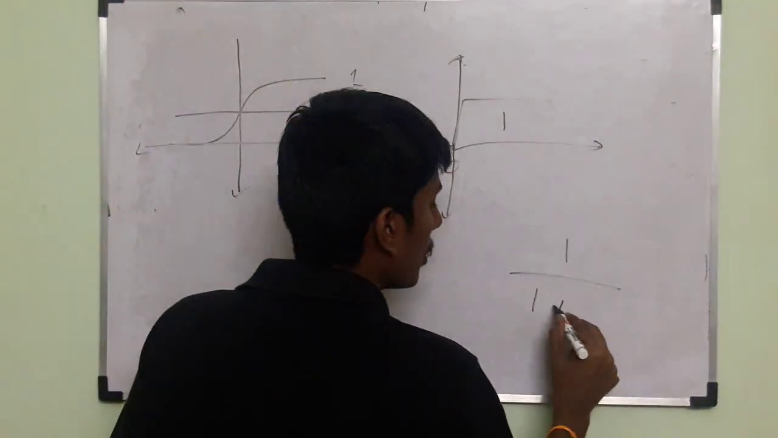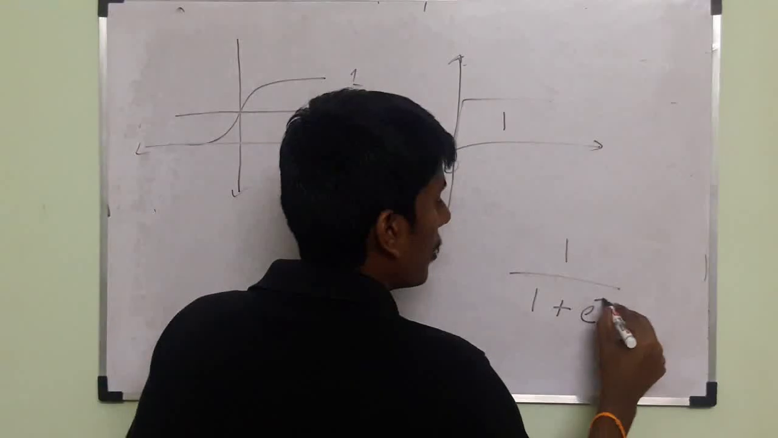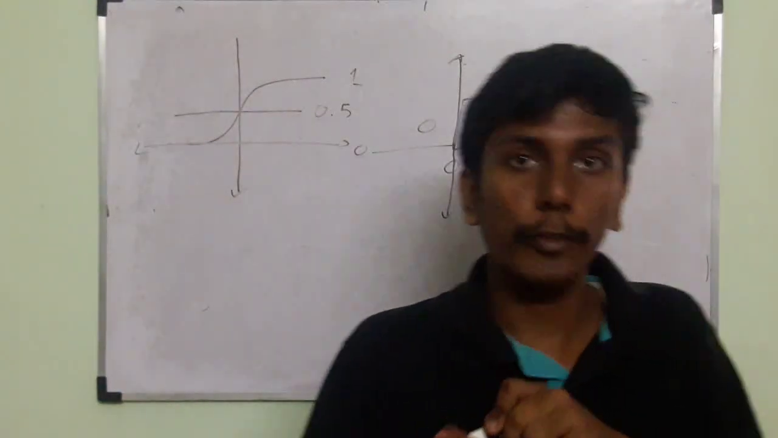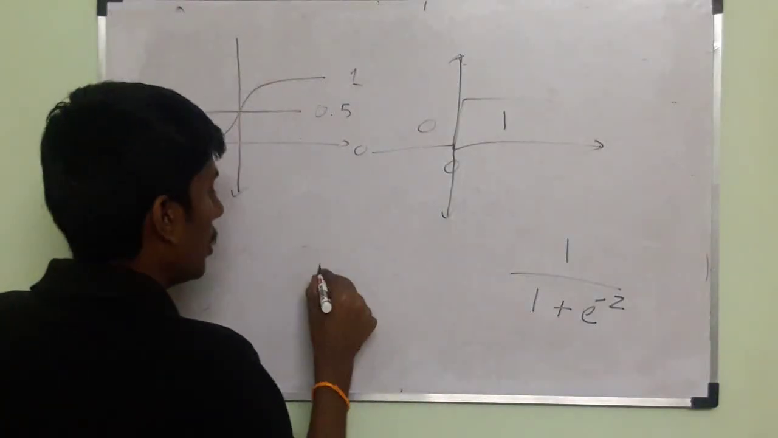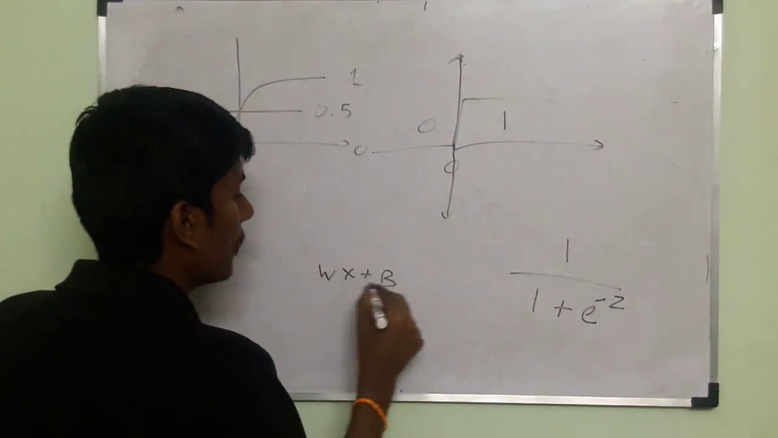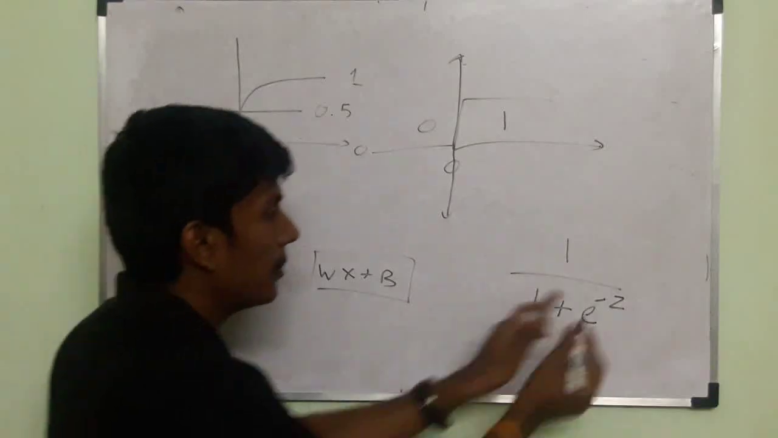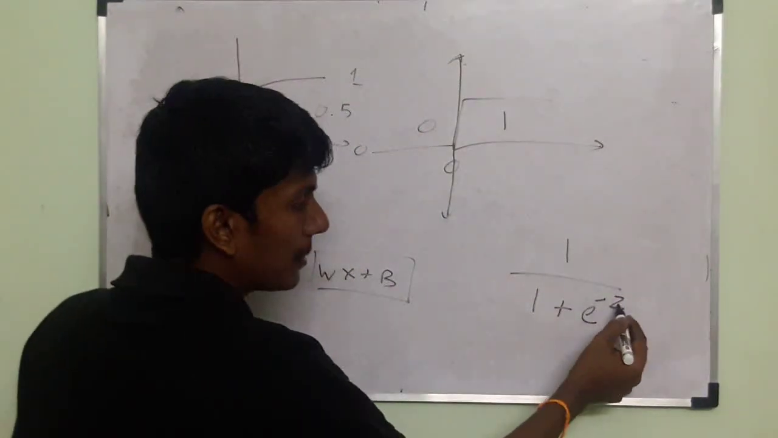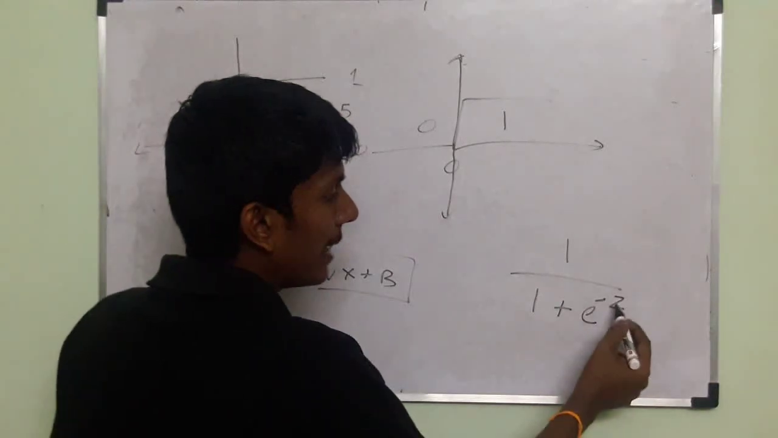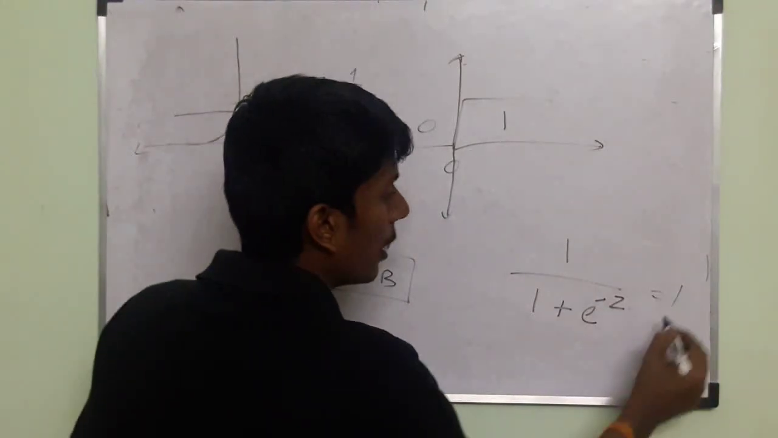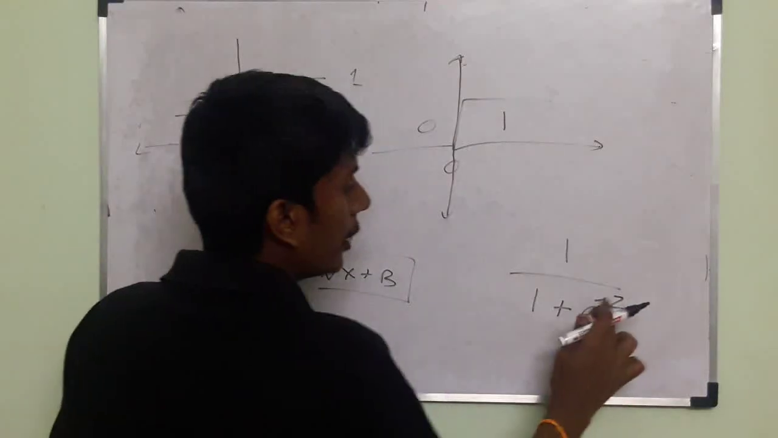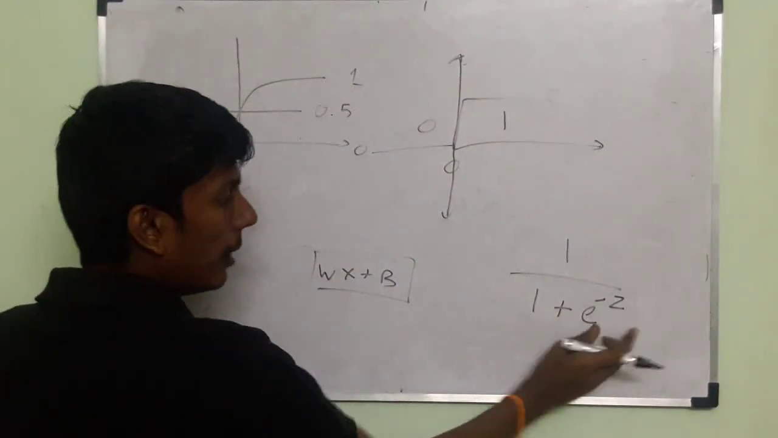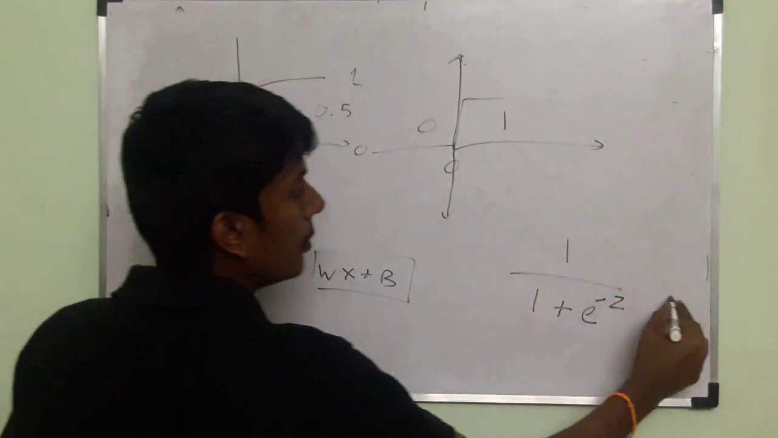So 1 by 1 plus e power minus z. We know that z is the output of the neuron, which is wx plus b. So now this wx plus b is z, and it will be passed through this activation function. Now if z is positive infinity, e power minus infinity is 0, so 1 by 1 will give us 1. And if it is negative infinity, the denominator will turn into infinity, so 1 by infinity will be 0.